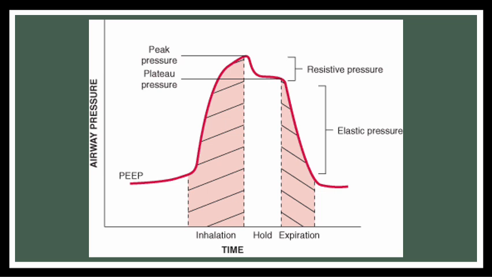Next, moving on to elastic pressure. This is the product of elastic recoil of the lungs and the chest wall, and the volume of gas delivered. For a given volume, elastic pressure is increased by increased lung stiffness, as in pulmonary fibrosis, or restricted excursion of the chest wall or diaphragm, such as someone who has ascites or morbid obesity. Because elastance is the inverse of compliance, high elastance is the same as low compliance. Said another way, high compliance is the same as low elastance.